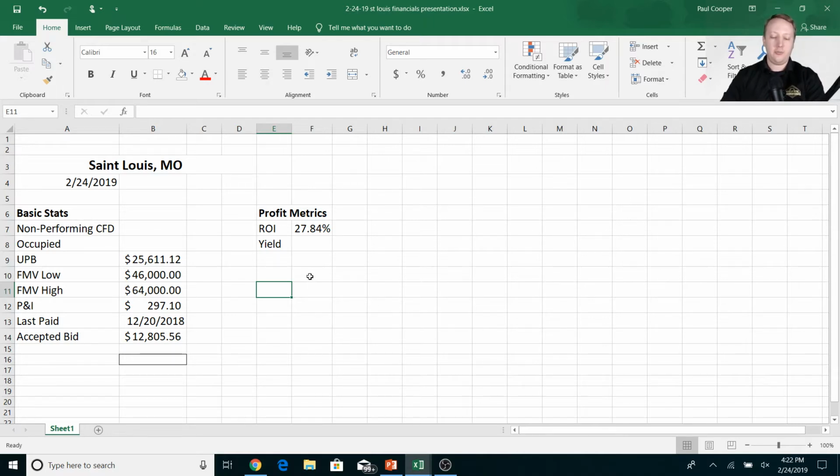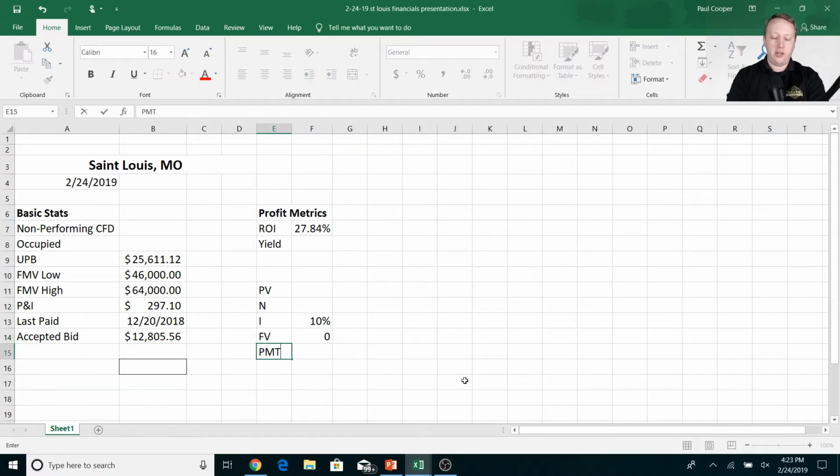So to calculate yield, we need to know a few things. We need to know the present value, which would be our UPB. We need to know N, which is the number of terms, which would be months remaining on the note. We need to know the interest rate. On this, it's 10%. You need to know the future value, and for all notes, that should be 0. And then finally, we need to know our payment.